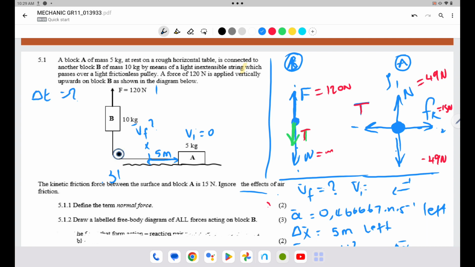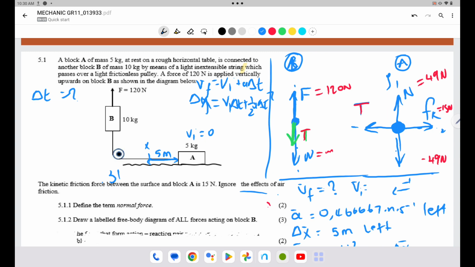What do I know? I know the initial velocity. I know the displacement. I also know, what else do I know? I know the acceleration. So there are two equations that you can go for here if you want delta T. Number one, you can either use V final equals V initial plus acceleration delta T, or you can use delta X equals V initial delta T plus half acceleration delta T squared, whichever one that you're comfortable with.